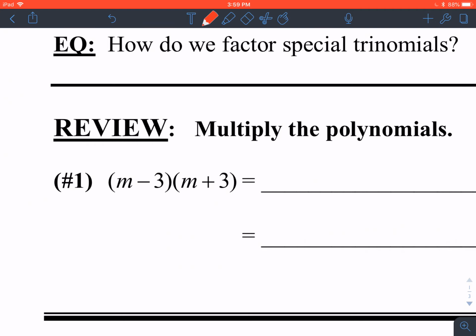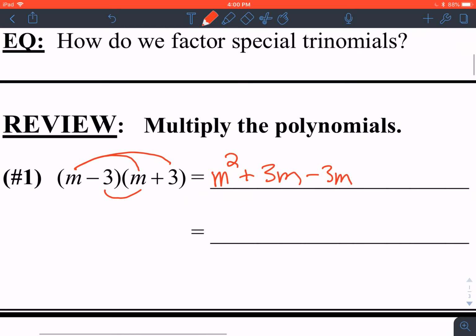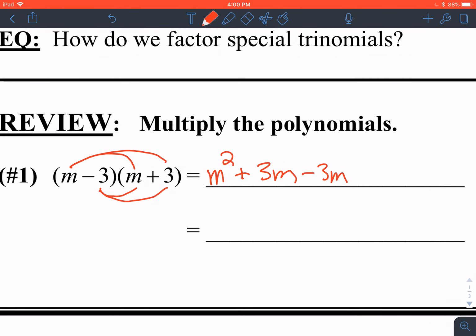Remember, it's firsts. First times first, which is m times m, which is what? m squared. And then we got outsides. What's 3 times m, or m times 3? Plus 3m. And then we got insides. Negative 3 times m, which is what? It's negative 3m. And then negative 3 times 3, which is going to be what? Negative 9. So that's first, outsides, insides, last. That's how you distribute multiple times. Make sure you multiply this.